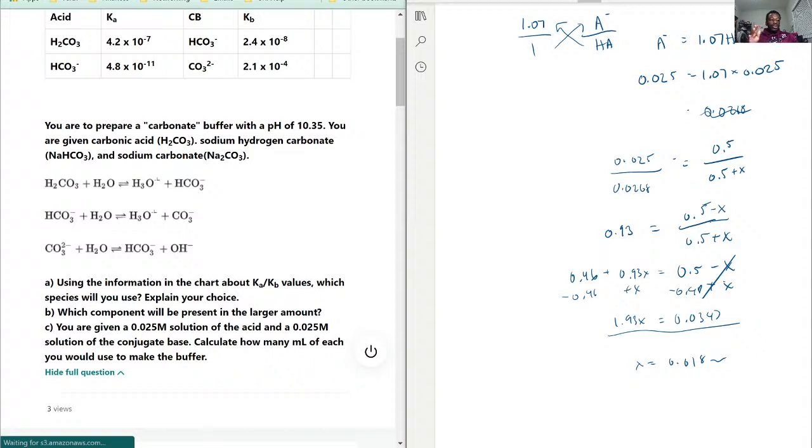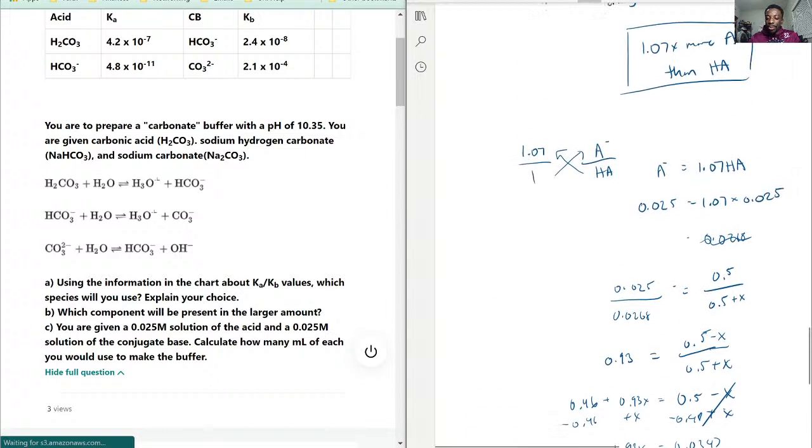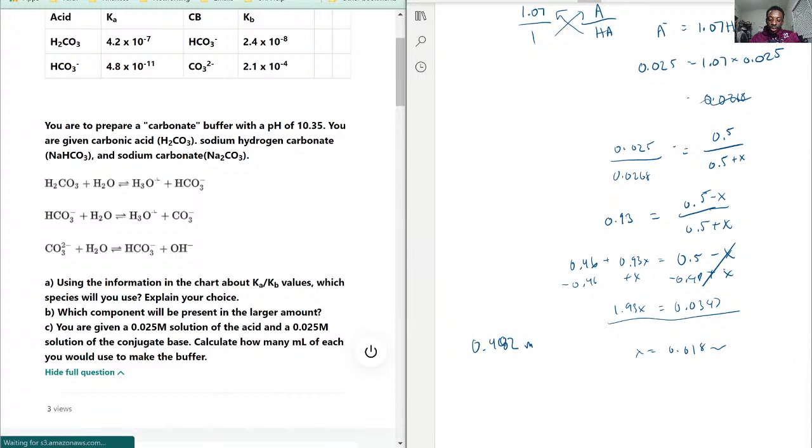So that means in order for it to now work in the solution, we would need 0.5 minus that much. Okay, so one of them needs 0.482 mils, and we established that's going to be the acid, because we're going to need more base. So 0.482 liters of acid, and then for the base we're going to need 0.5 plus that answer.